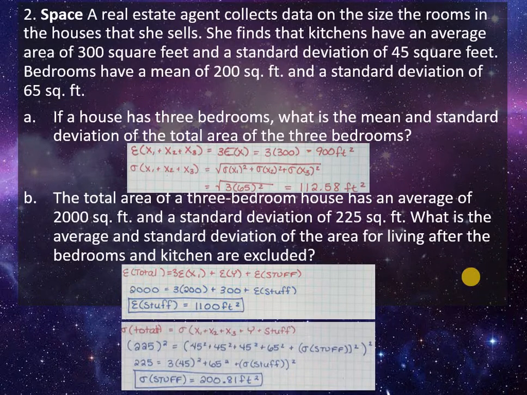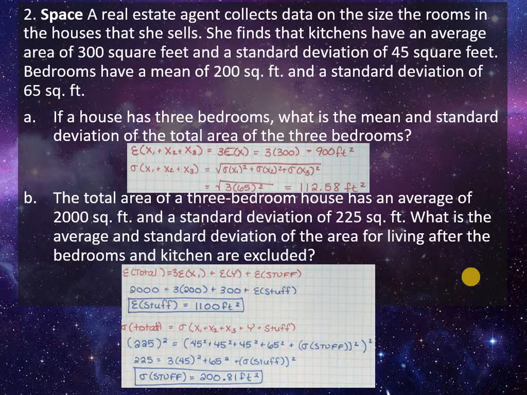Standard deviation, just like what I said, I'm going to be talking about, and you can write this in several different ways. Here you can see that I've got 225, which was the whole house. Bedroom, bedroom, bedroom, kitchen, random other stuff.